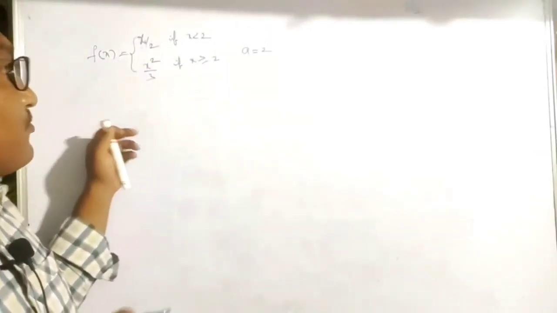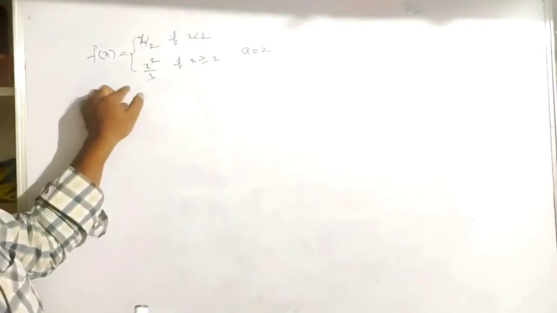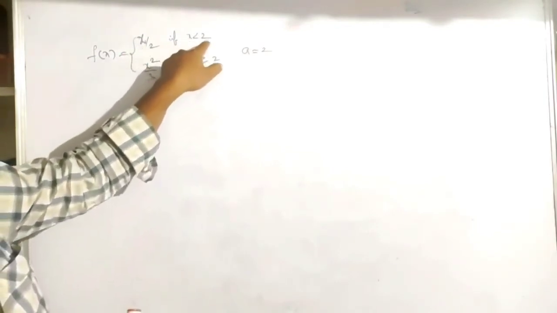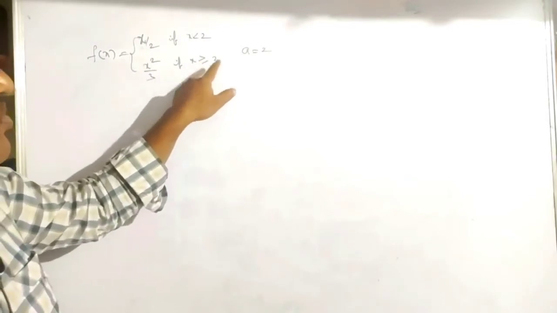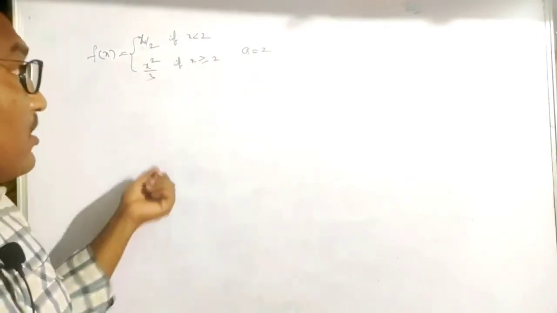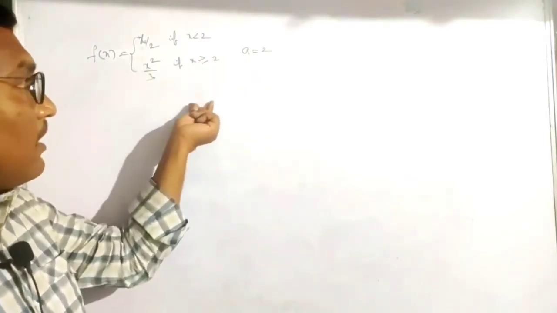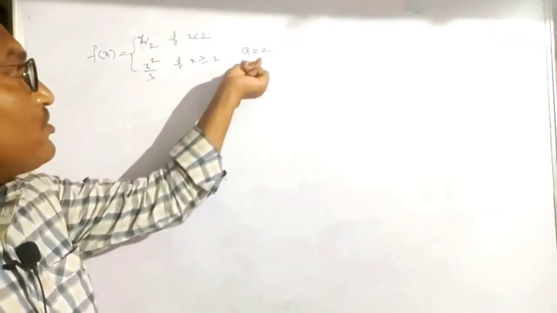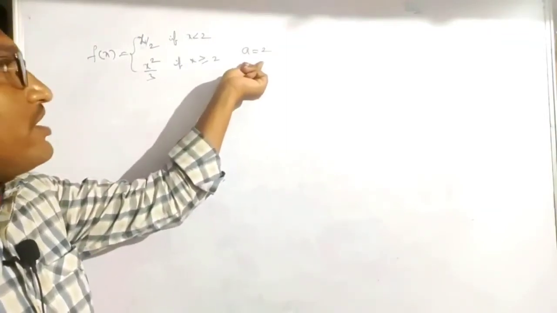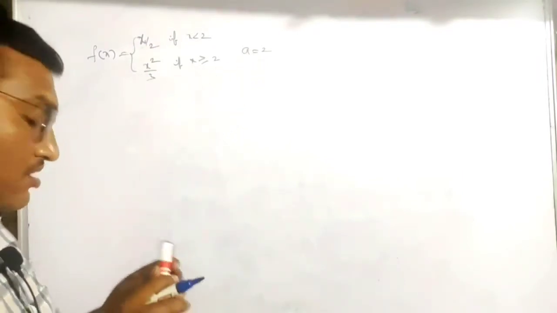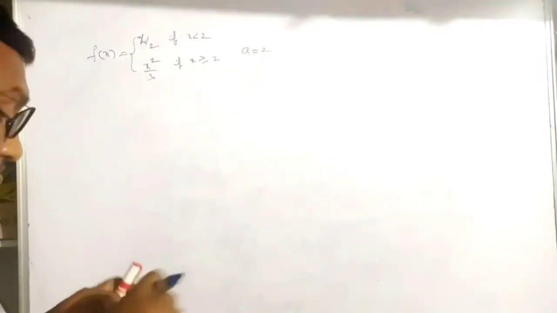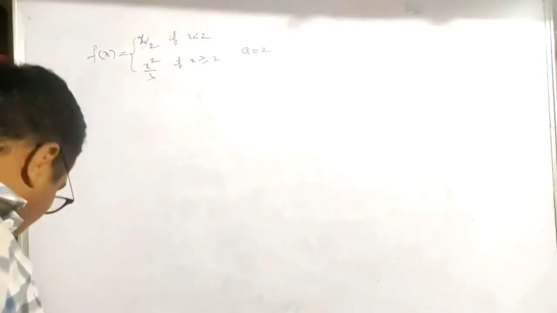Next question says f of x is equal to x by 2 if x less than 2, x square by 3 if x greater than or equal to 2. Find the left and right hand limits at a is equal to 2, and check whether the limit exists or not at a is equal to 2. This problem we can solve very easily.